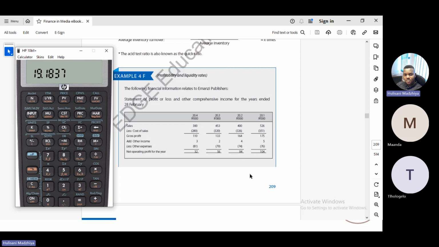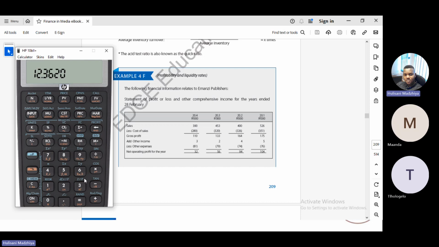And then in 2.3, the net profit is 56,000, and then sales is 453,000. Multiply this by 100, which therefore gives us 12.36. There is a decline in net profit. So with this decline, it only means one thing. We are incurring more operating expenses compared to the previous year. So this means that our operating expenses have increased. Even without looking at these operating expenses, by just using the net profit, it can tell you that your operating expenses have increased. That's why there is a decline in your profitability.